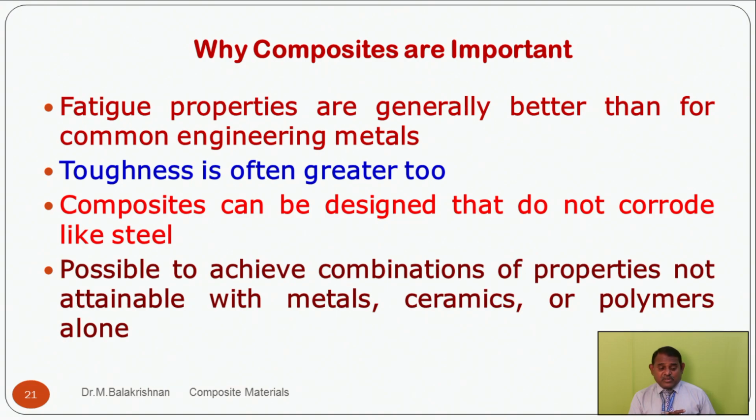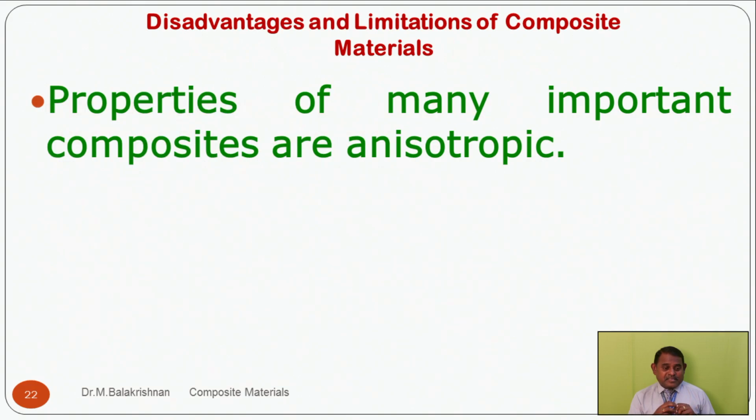It is possible to achieve combinations of properties which cannot be achieved in metals, ceramics or polymers alone. When it is alone, it is not possible to achieve this kind of combination of properties. But when it is combined with the matrix, forming a composite material, then it is possible to achieve a combination of properties. But you cannot claim that it always has an advantage and huge potential for large applications. It is not like that.